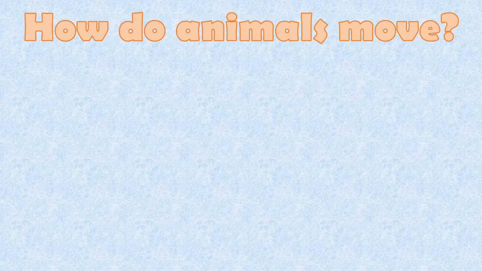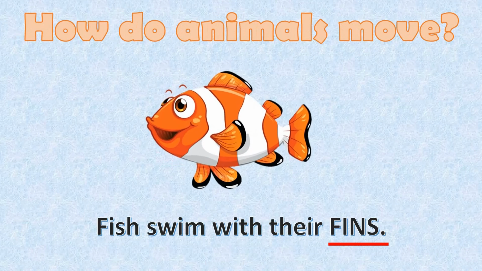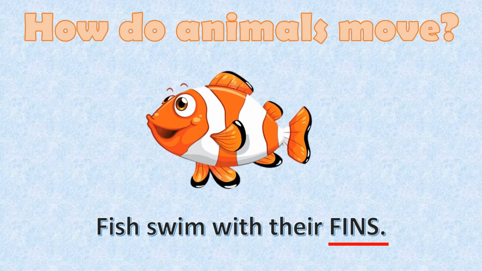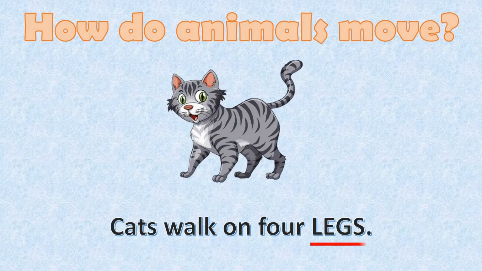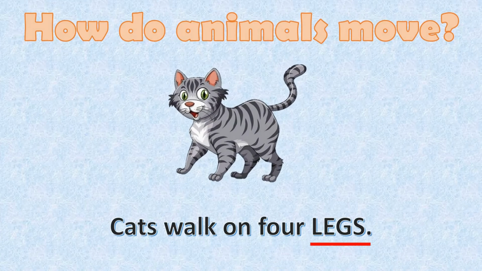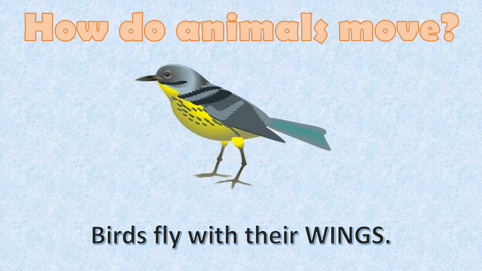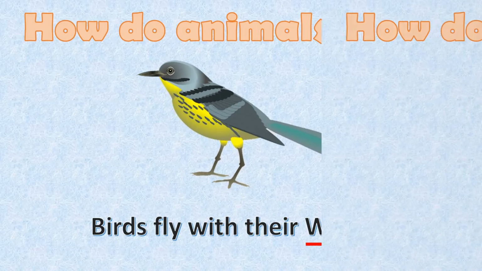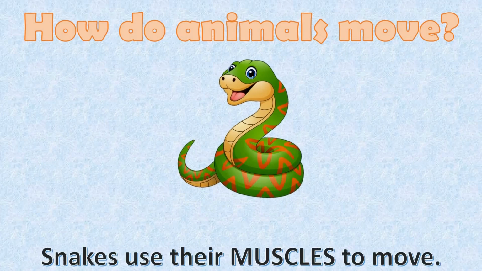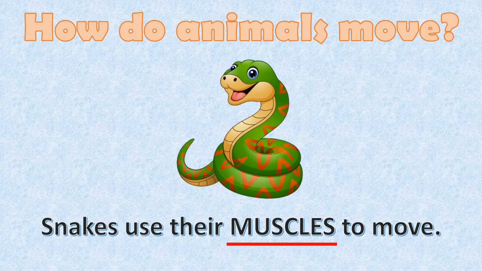How do animals move? Fish swim with their fins. Cats walk on four legs. Birds fly with their wings. And snakes use their muscles to move. These are how animals move.